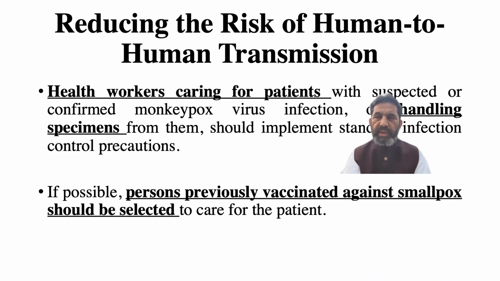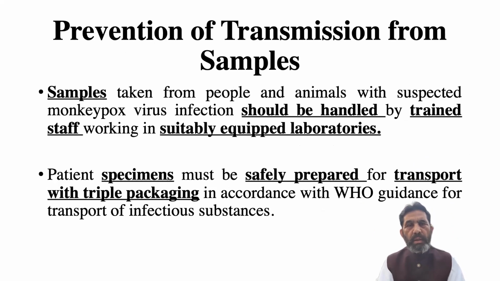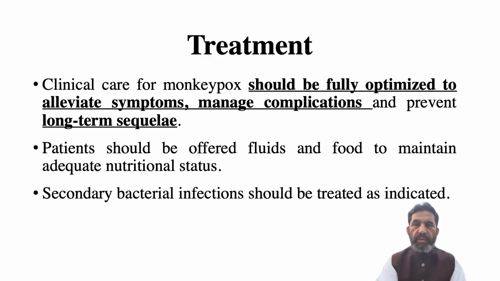So one thing is to identify the factors which are responsible for the transmission and reduce them. Another thing is reducing the risk of human to human transmission and the risk of animal to human transfer. So it is very important that you know the different transmission ways and reduce them. These were the different important things.